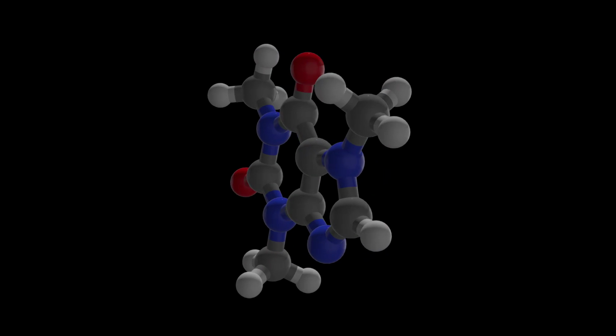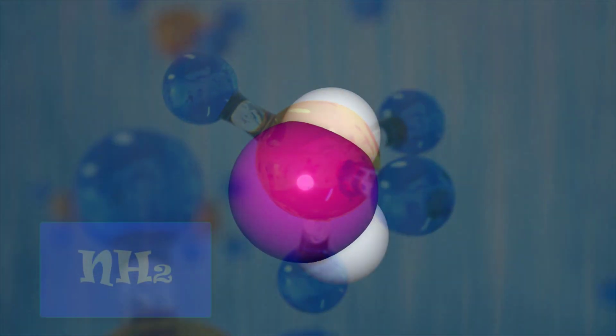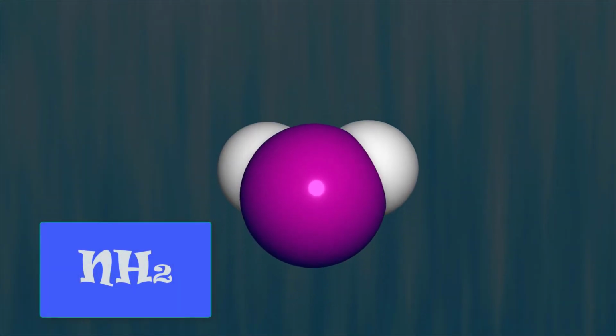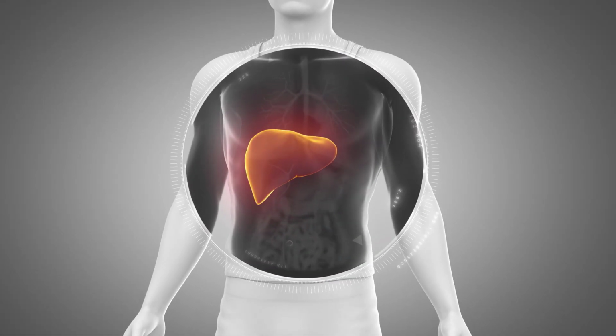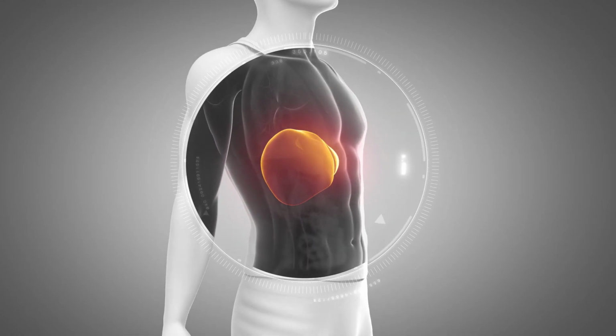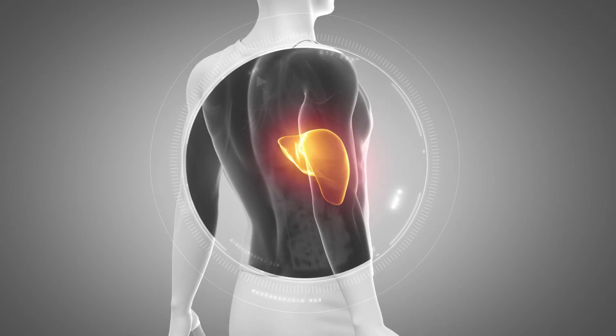Proteins are hydrolyzed to amino acids. Then, the amino group is removed from each amino acid. The resulting NH2 forms ammonia, which is exceedingly toxic in the body. Thankfully, the liver quickly converts this to urea, which is a somewhat less toxic waste.